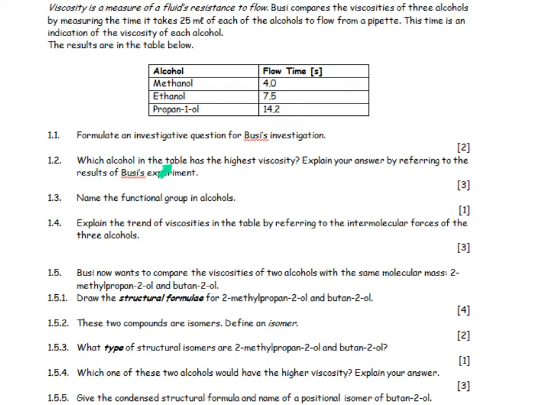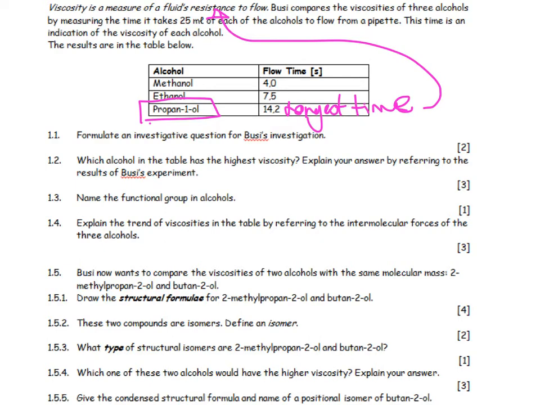Which alcohol in the table has the highest viscosity? Then there's this word: explain your answer by referring to the results. So the first thing that we're going to do is say the one with the highest viscosity is propan-1-ol, and most of you managed that without any difficulty. Then you need to say the following things. It took the longest time, and then you somehow need to link that back to the fact that it is therefore the greatest resistance to flow. That's your third mark.